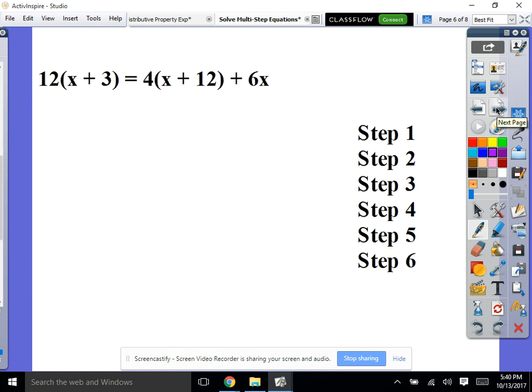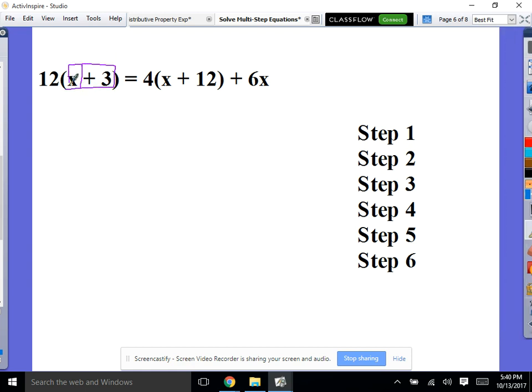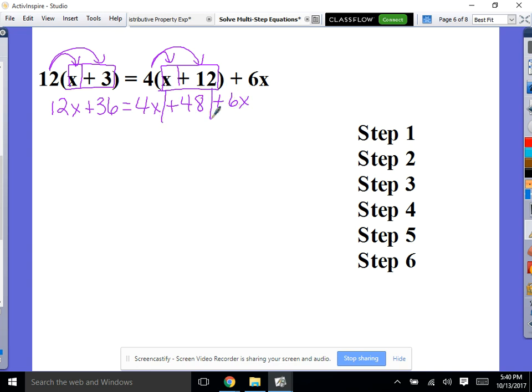All right. Step 1, box in terms inside the parentheses. Guess what? We have that on both sides. So 12 times x is 12x. 12 times positive 3 is positive 36. 4 times x is 4x. 4 times positive 12 is positive 48. And then we keep our 6x. Box in terms.